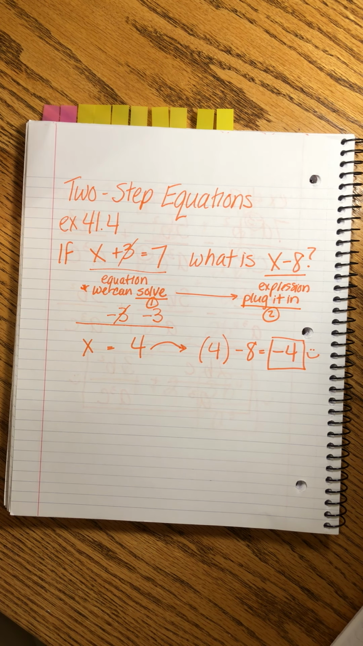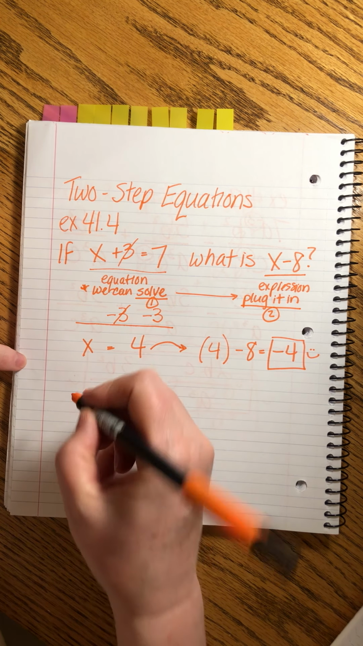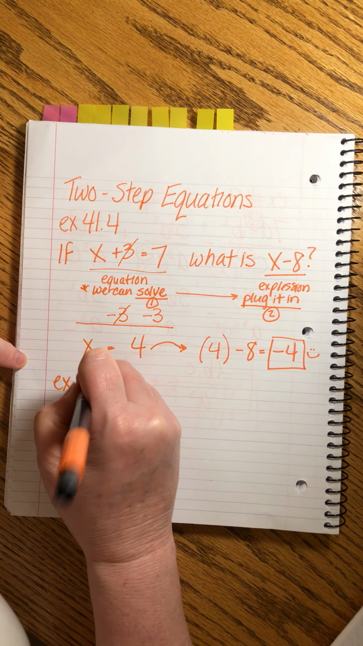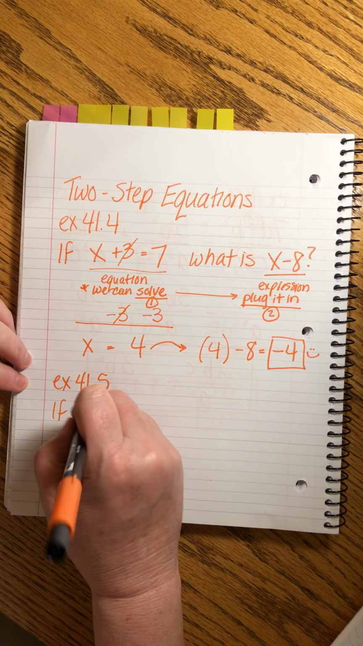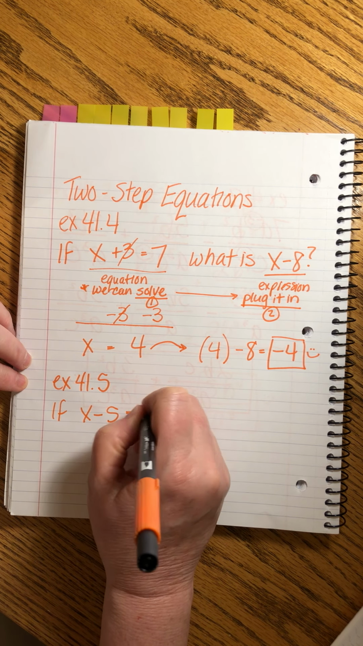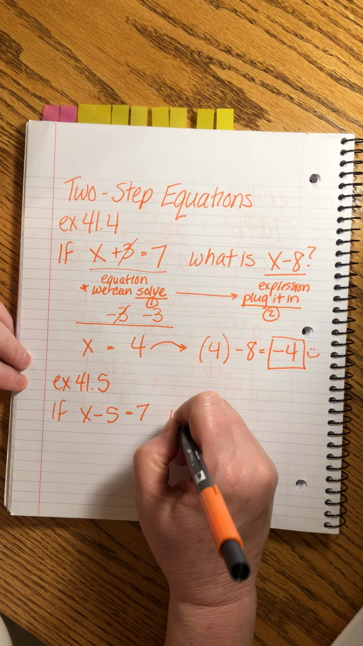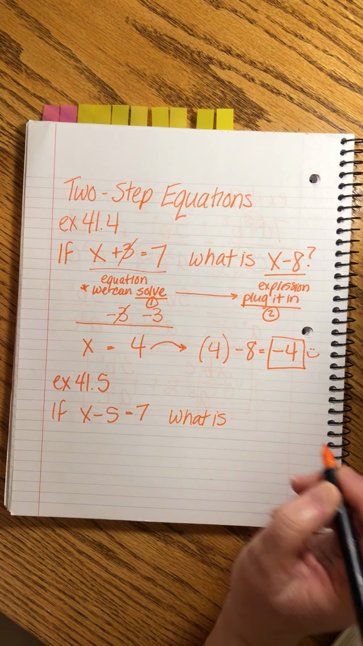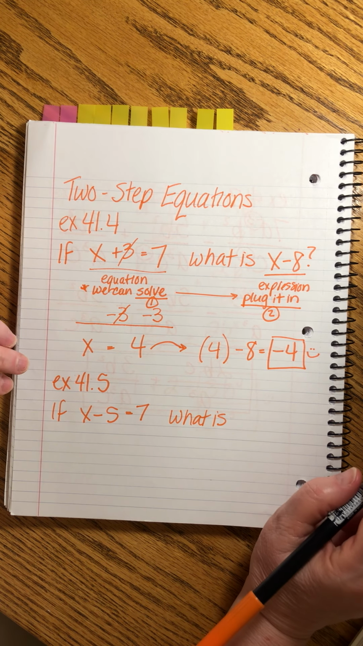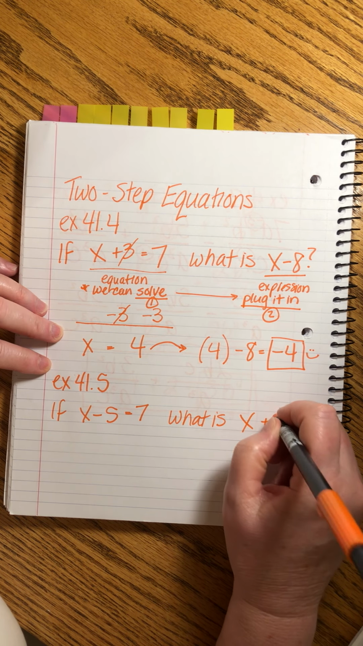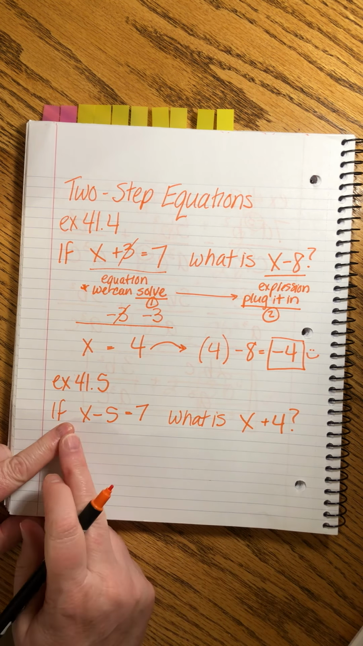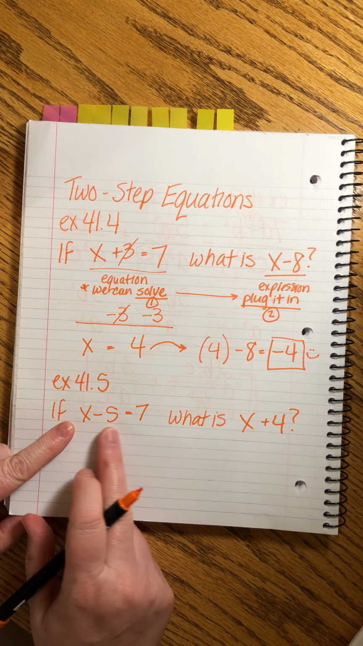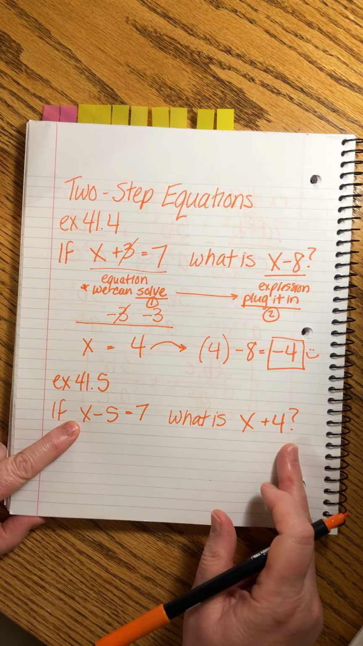Okay, I think I've hammered this home well enough. There's one more of these problems. It's example 41.5, and it goes like this. If x minus 5 equals 7, what is the value of, you know me, I'm not going to write all that out, what is x plus 4? Again, very same pattern. Equation, expression. We can't do anything with that, but if we solve for this, then we'll have a value for x, and we can plug it in there.